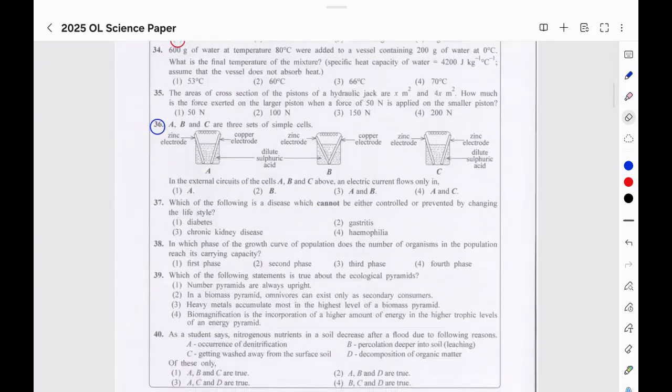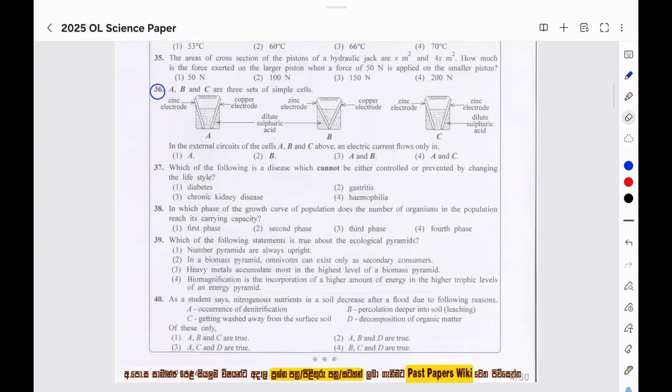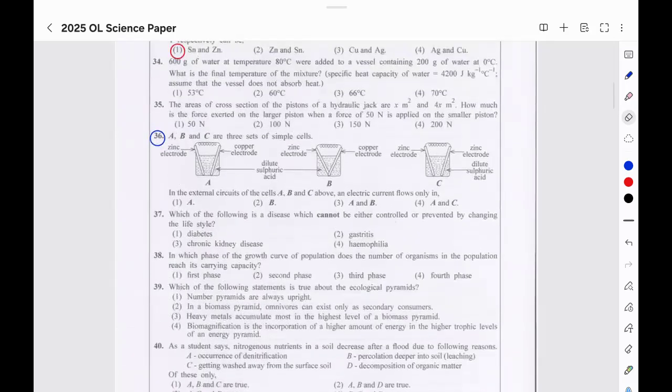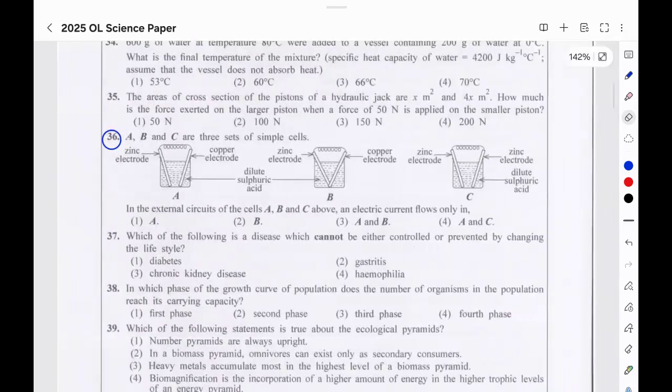Now, let's move to MCQ number 36. ABC are three sets of simple cells. One is zinc and copper electrode. B, zinc and copper electrode both are there. And in the other one, zinc and zinc electrode, diluted sulfuric acid. Okay. So they're asking, in the external circuits of the cells ABC above, the electron current flows only in.